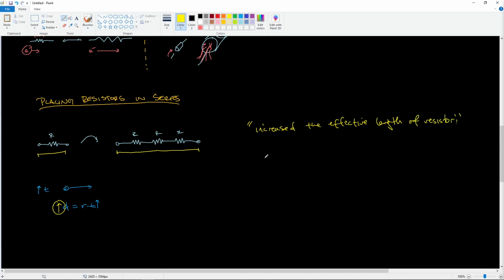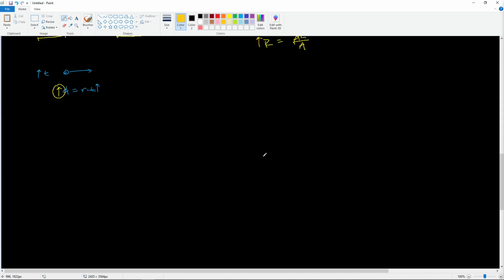Looking at our formula, resistance is equal to rho L over A. If we increase length, we increase resistance, right? So that's where we're going to keep that for now. Intuitively, we're increasing length, so we're increasing resistance by placing multiple resistances along each other in a chain. Okay. Now, resistors in parallel.